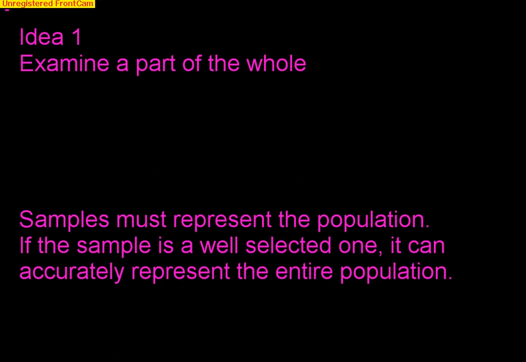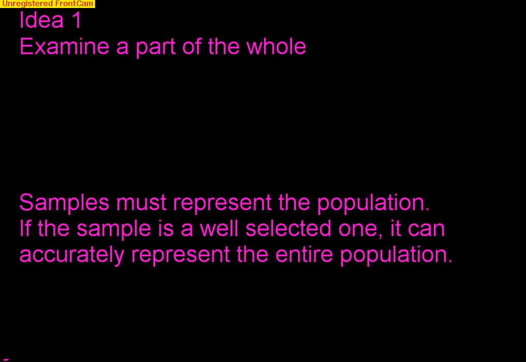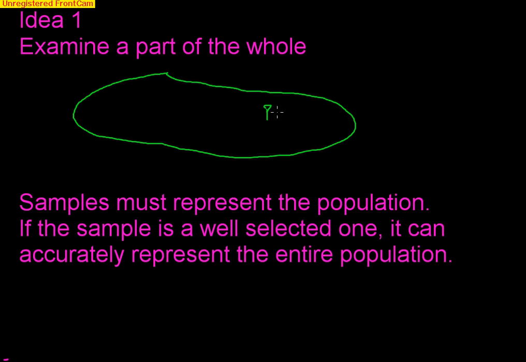Alright, so let's talk about those three big ideas first. The first big idea is to examine a part of the whole. That's what samples are all about. So remember, the whole is the population. The population is everybody we're interested in. And what we do is we examine part of that whole, so we take a sample of that population. This population size could be very, very big. Who knows? It could be small as well. Maybe the population is only sophomores at Twinsburg High School, and it'd be fairly small. But for the most part, populations are usually pretty big. So we take a sample of size n from that population.